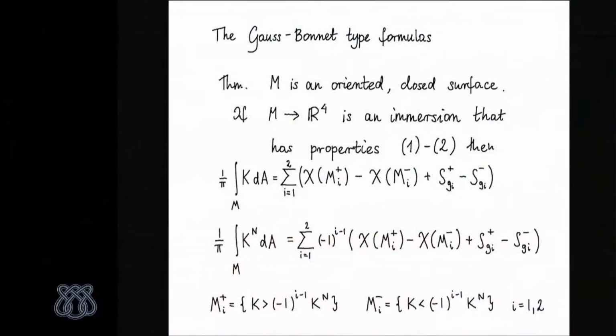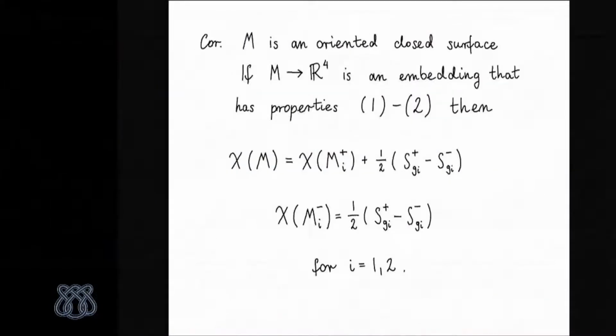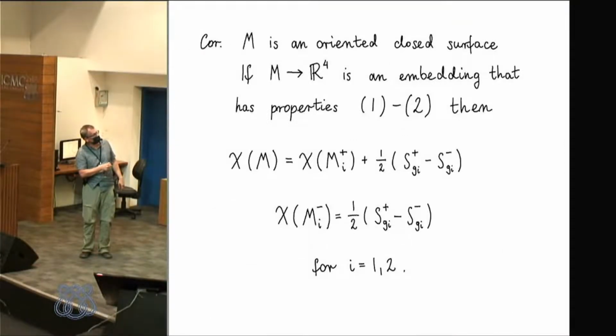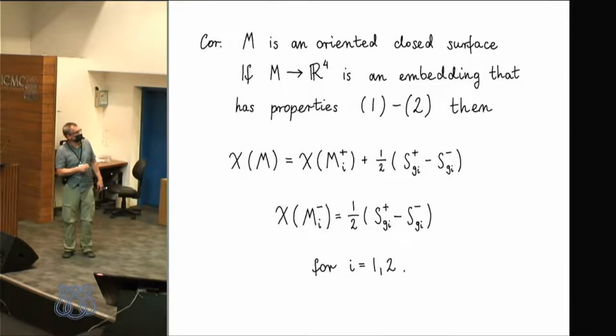So we have this formula. This formula also holds if, instead of an immersion, you have an embedding. So this formula is simplified, because the total Gaussian curvature is, by the classical Gauss-Bonnet theorem, the Euler characteristic of M. And because the total normal curvature is 0, if you take the integral, then you get these simplified formulas. Okay.